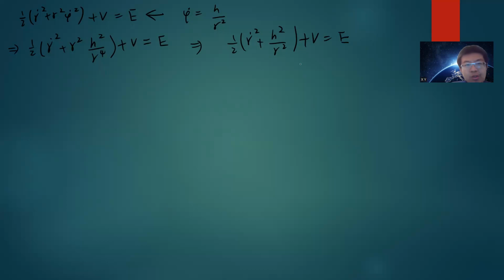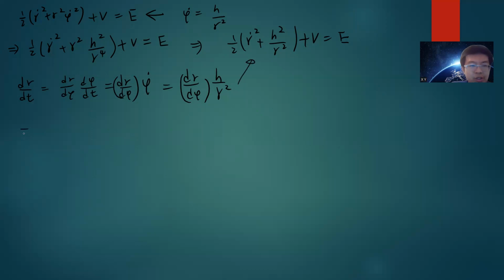Okay, so the next thing we need to do is replace this r dot, to write it as a function of r and phi. Okay, so r dot is dr/dt, right? We need to write dr/dphi times phi dot. So this is dr/dphi times phi dot. Phi dot is h divided by r squared. So it's dr/dphi times h divided by r squared. And then we can plug in. Okay, so we get half of (dr/dphi) squared h squared over r to the fourth plus h squared over r squared plus V equals E.